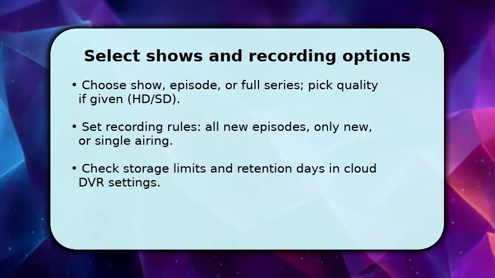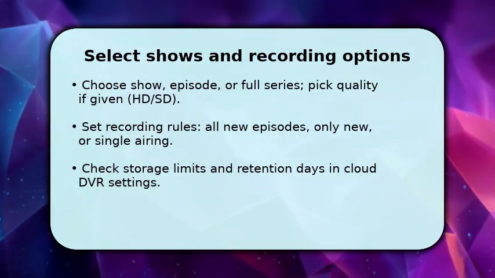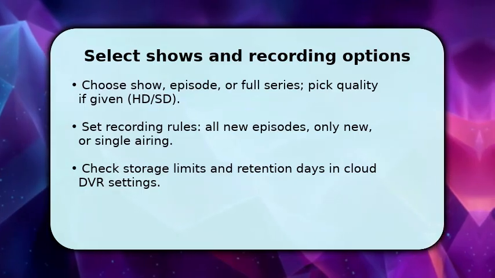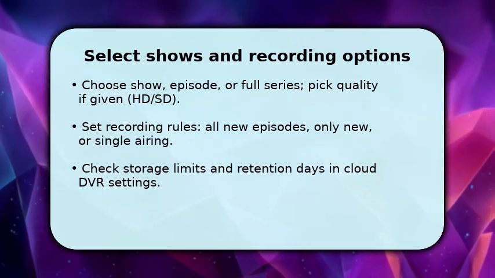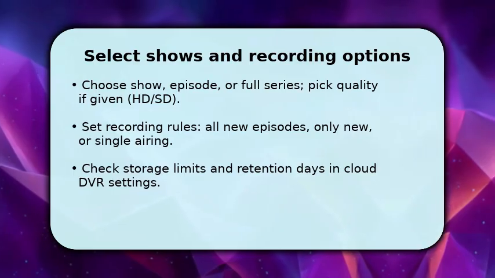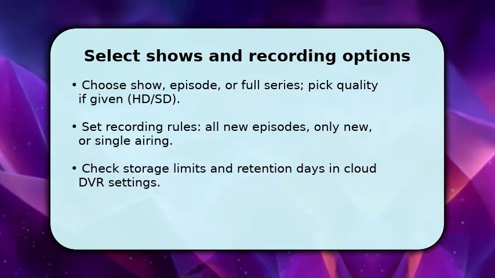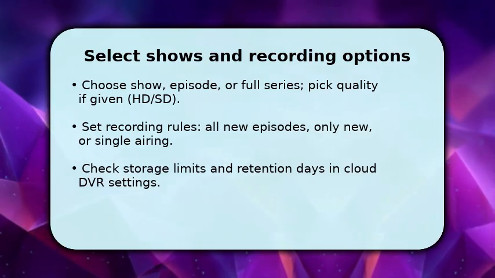Now choose precisely what to record. Pick a single airing or opt for series recording when available. This saves you time later. You should select quality, HD if you need clarity, SD to conserve cloud space, and set rules like record only new episodes versus every airing. Make sure retention settings and storage limits match your needs so recordings aren't deleted unexpectedly.